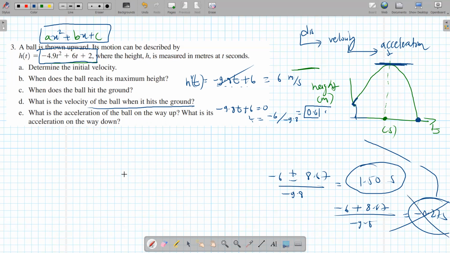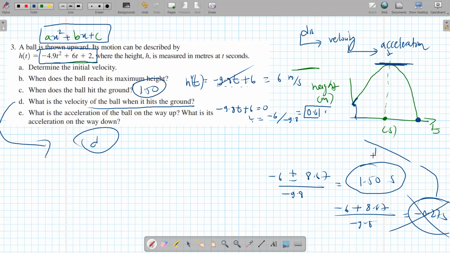Okay, what is the acceleration of the ball on the way up? Now what do they want? They want acceleration, right? Did we do D yet? Yeah, no, actually we did not. Let's do D. No, we did C. C was 1.50 seconds. D, what's the velocity when it hits the ground?